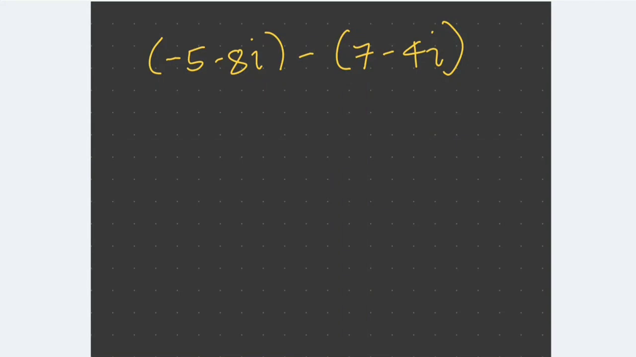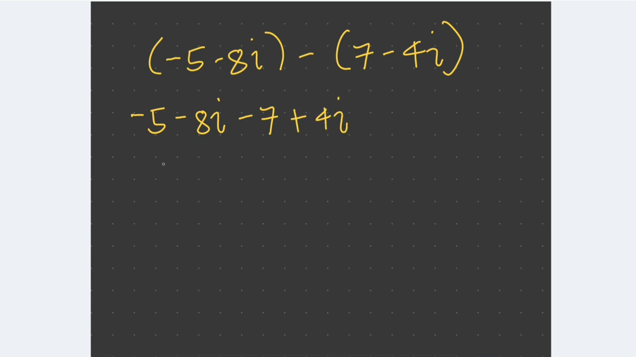Okay, so that is negative 5 minus 8i. This is subtraction, so we just group like terms. So we group the real part and the imaginary. Let's just remove the parentheses first. So this is negative 5 minus 8i minus 7 plus 4i.